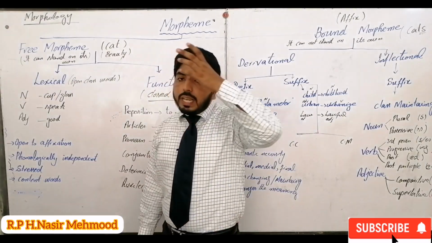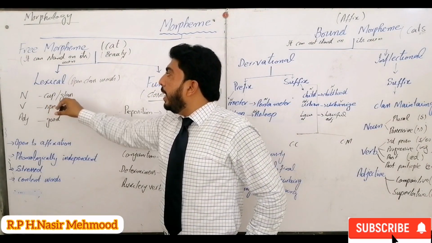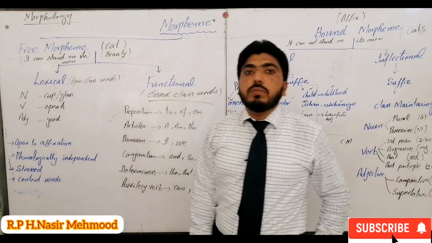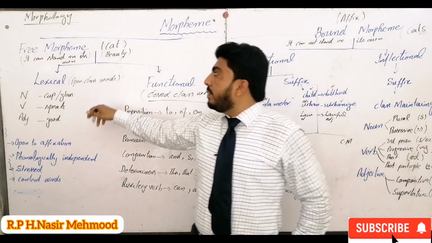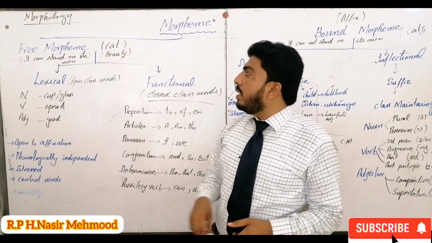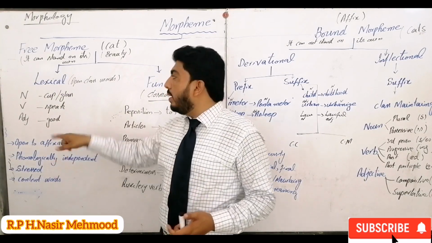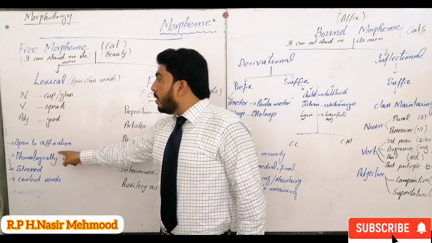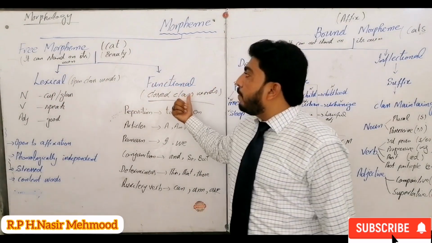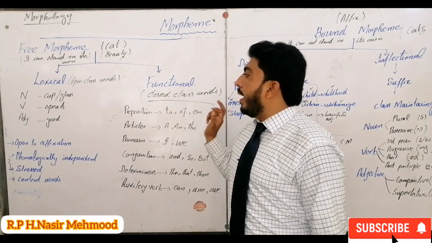The other one is phonologically independent. These lexical morphemes are phonologically independent. Independently they can be uttered, they can be spoken, and most of the time these lexical morphemes are stressed. Usually lexical morphemes are stressed, and these are always content words, and mostly we see that lexical morphemes are polysyllabic, and in contrast these lexical morphemes are open to affixation. That is why we call them open class words. And on the other hand, functional morphemes are not open to affixation, right? We can't add something at the beginning or at the end.